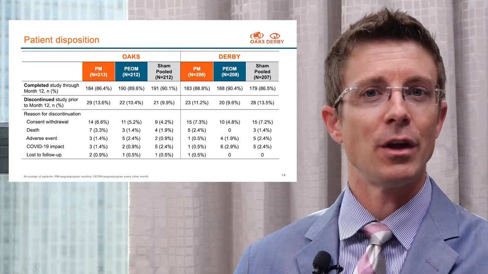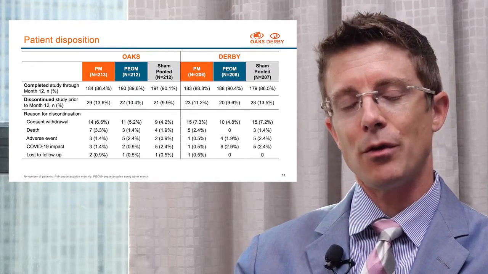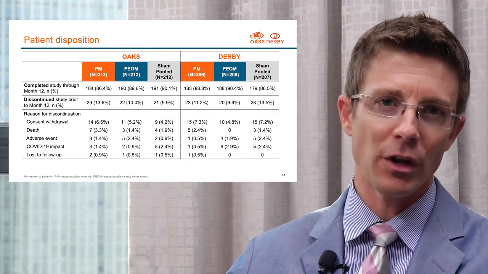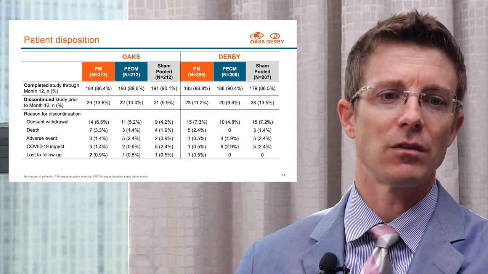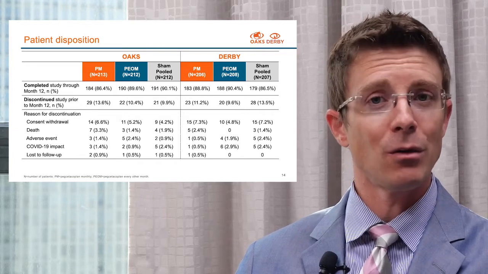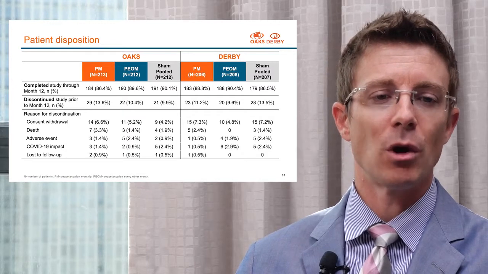So now we're just going to shift gears a little bit and look at some of the safety data. Again, this isn't a comprehensive review, just looking at a few of the highlights that were presented today from both the OAKS and the DERBY studies. The first thing I draw your attention to is the completion rate, and the flip side is looking at dropout, right? And so in general, there was a good balance between the OAKS and the DERBY studies in terms of the number of subjects that started in the study and then went on to complete the study. So about 10 to 13% across the groups dropped out, and there was not a significant difference between the sham arm and the actual active treatment arms.